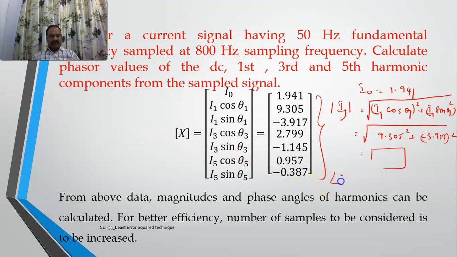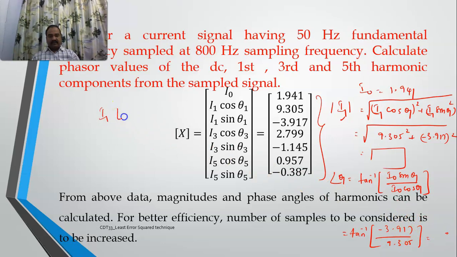If you want to determine theta 1, this is tan inverse of I1 sin theta 1 by I1 cos theta 1. In this case, this is tan inverse of minus 3.917 by 9.305. You will get some value. Like this, I'll get I1 and theta 1, and I'll get I3. This is the magnitude, this is the angle. And the initial value I0 I already have obtained, it is 1.94.